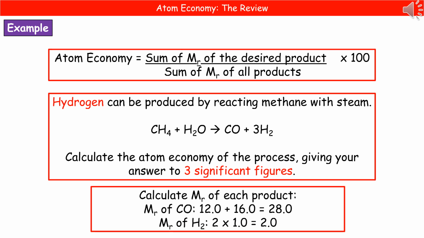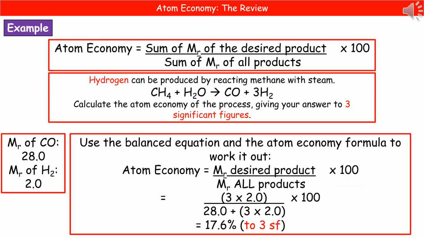The next thing we've got to do is to calculate the relative formula mass of each of those products. So remember, products are on the right hand side of the arrow. So we've got 2 products in this case, CO, which is carbon monoxide, and hydrogen. So look up on the periodic table carbon, which is 12, and oxygen, which is 16, and add them together to give us 28. Do the same for our hydrogen, remembering to times it by 2 there to give us our relative formula mass of H2 of 2.0.